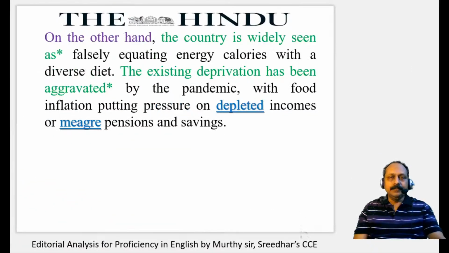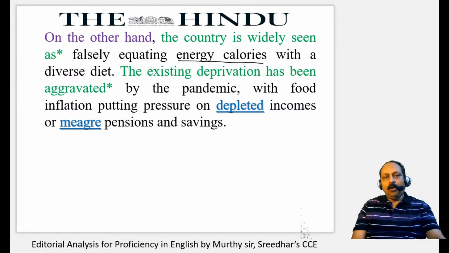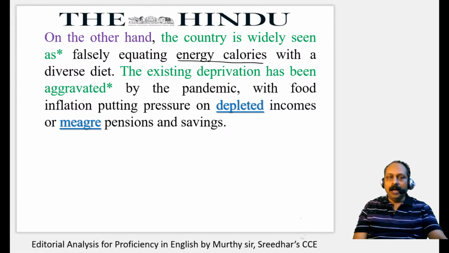On the other hand, an important phrase, on the one hand, on the other hand, the country is widely seen as falsely equating energy calories with a diverse diet. Here, the editorial differentiates. One is energy calories, the other one is diverse diet, different diet. So on the other hand, the country is widely seen as falsely, not properly, equating energy calories with a diverse diet. Both are entirely different.